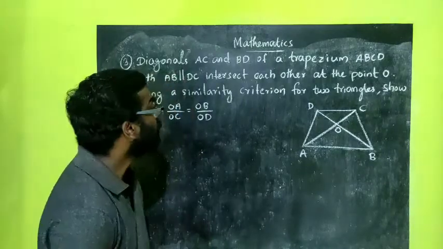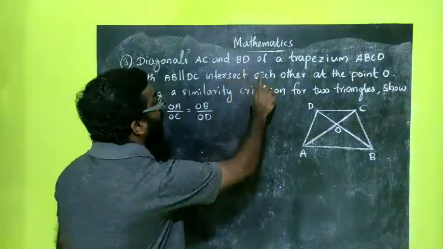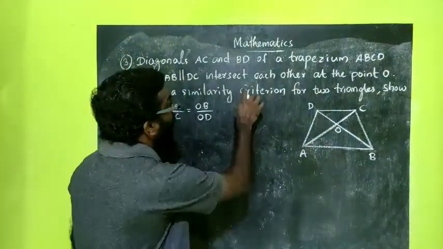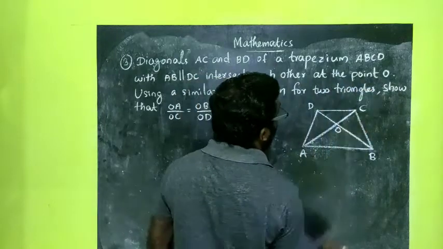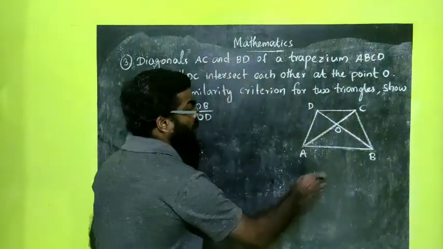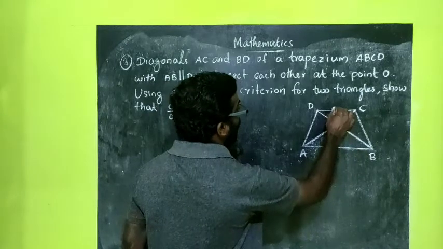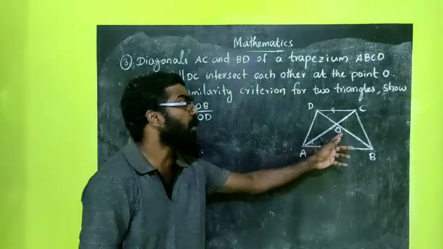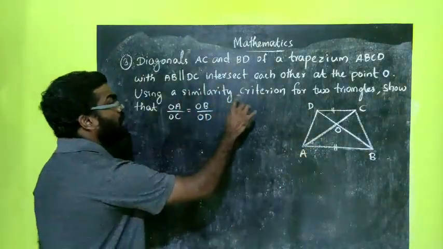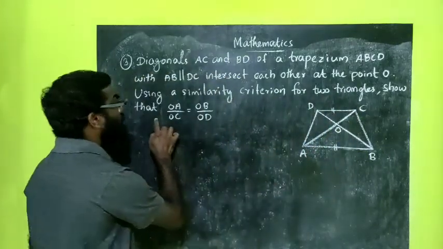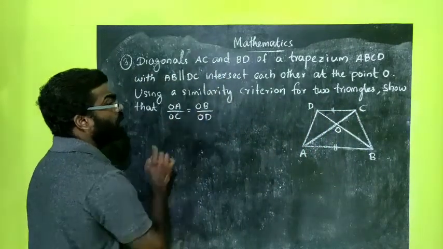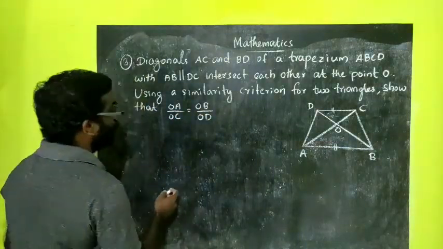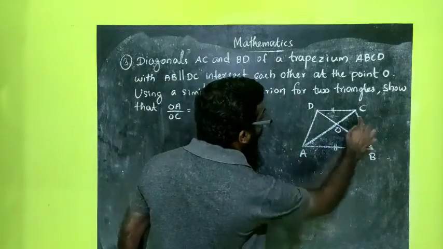So here the next question is, diagonals AC and BD of a trapezium ABCD with AB parallel to DC intersect each other at the point O. So here ABCD is a trapezium in which the parallel sides are AB and DC. The diagonals AC and BD intersect each other at the point O. Using a similarity criterion for two triangles, show that OA by OC equal to OB by OD. So here we have to prove OA by OC equal to OB by OD. So we can consider triangle AOB and triangle COD.